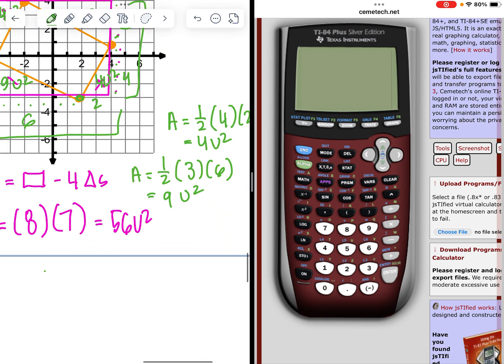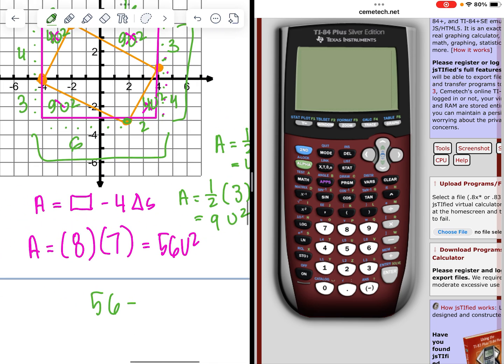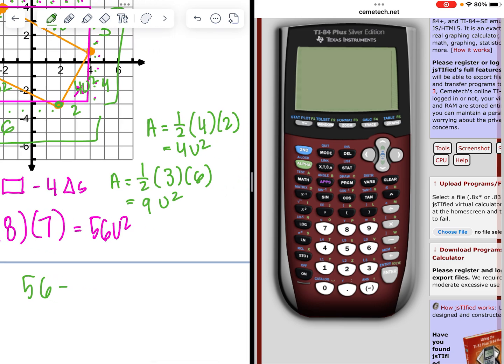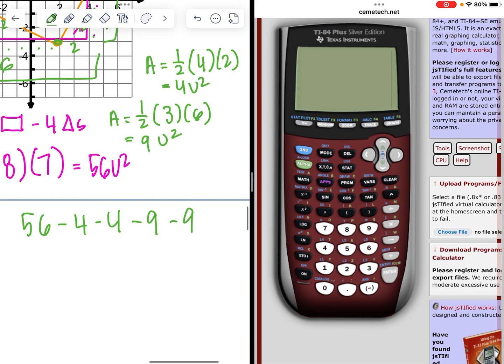So I'm going to have to do the 56 units squared minus the 4 triangles. The 4 triangles were 4, 4, 9, and 9. Or you can do minus 8 and minus 18. Okay? So 56 minus 8 minus 18. And I think I even called that 16. I'm having a bad mental math day. So that is 30 units squared.